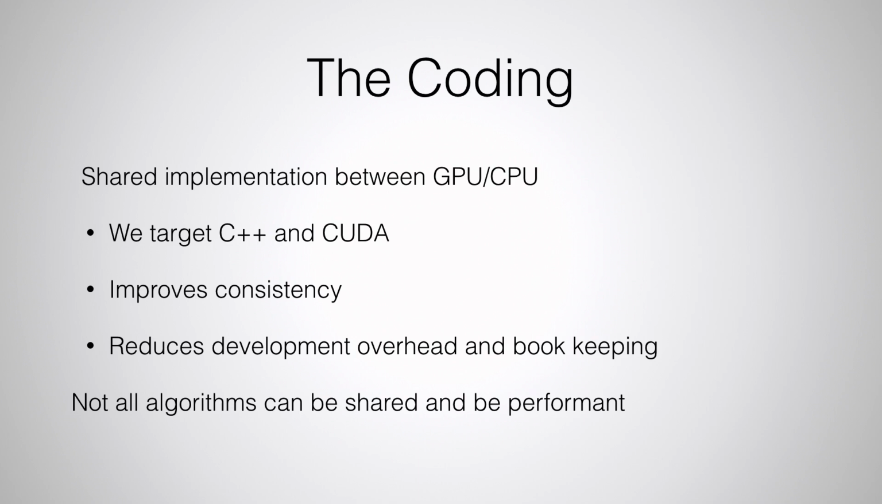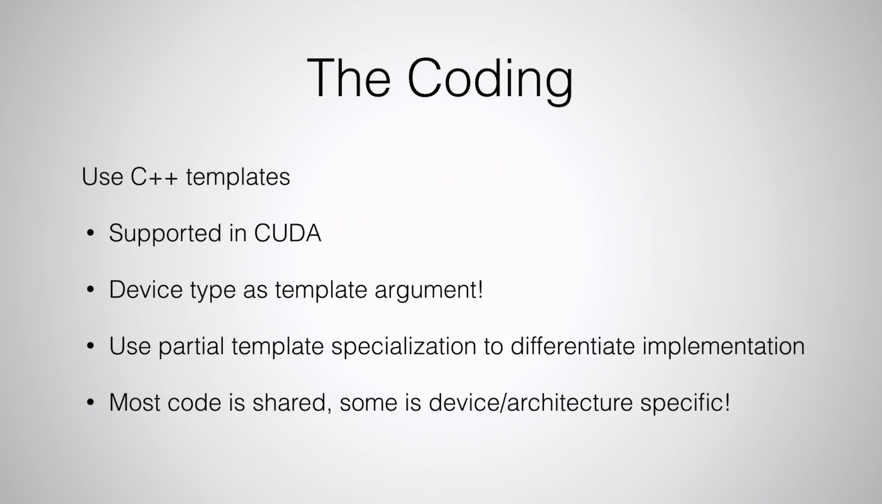But of course, not all algorithms can be implemented sharing the very same code between CPU and GPU, so we need to be able to specialize them. We do that by using a nice trick delivered by C++ templates, which are supported in CUDA. We can use a device type as a template specialization or partial template specialization. Most of the code is shared apart from what is very specific and requires targeted optimization.